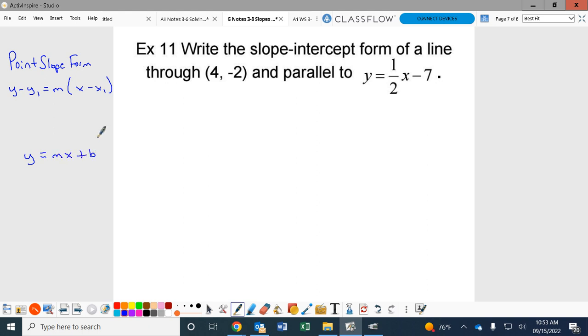Why do we need this? Because we're going to be given a point and we're going to be given a slope. And if you have a point and a slope, you've got to use point slope form. Okay? So let's talk about this problem. You have to go through this point and it has to be parallel to this line. Guys, if it's parallel, then the slopes have to be what?